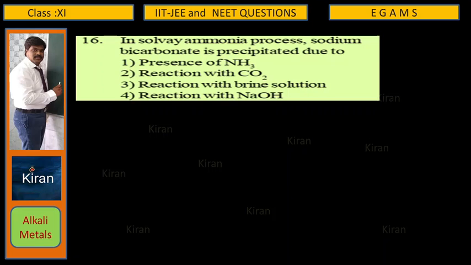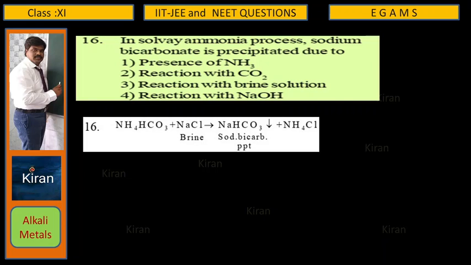In the Solvay process, sodium bicarbonate is precipitated due to what? Ammonium carbonate reacts with sodium chloride, and you get sodium bicarbonate and ammonium chloride. The formation of sodium bicarbonate, this is called precipitation. So the right answer for the 16th question is the first option.